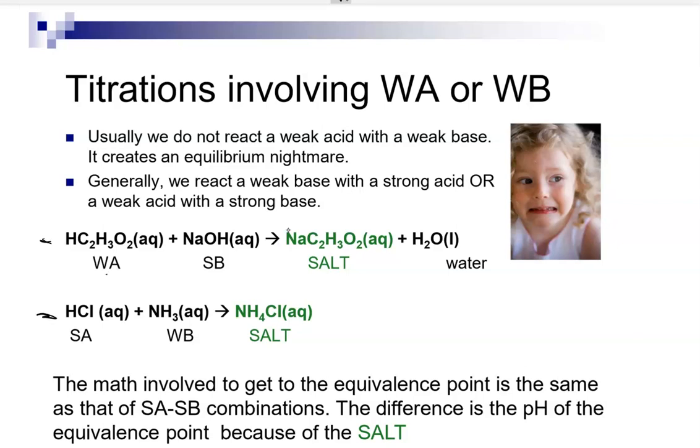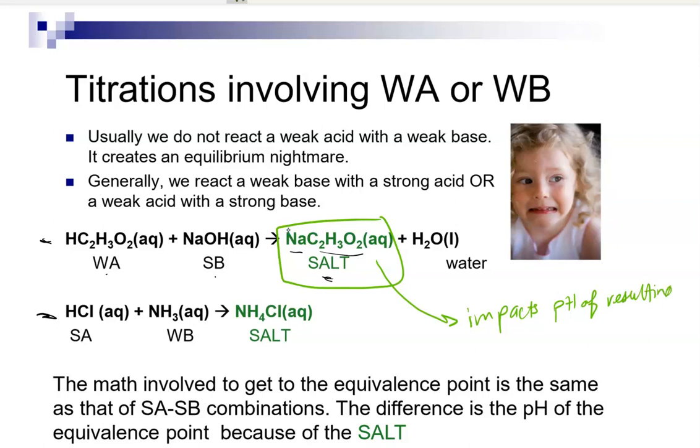You can see a weak acid reacting with a strong base. It's the same sort of neutralization reaction. We make sodium acetate, the salt, and remember that a salt just means it's an ionic compound. A soluble ionic compound here doesn't have to be NaCl, table salt. So it makes a salt and it makes water. And the tricky thing is that it is the salt that will impact the pH of the resulting solution, and the resulting solution is our salt water, right?